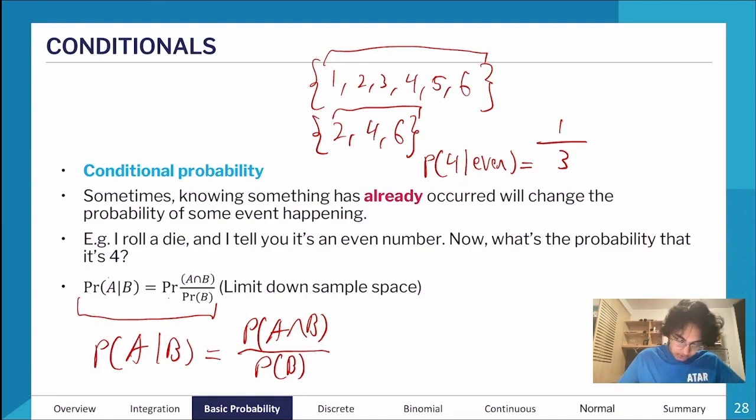Also, some of you would have noticed that I'm not writing Pr, I'm just writing P. It doesn't matter, either or, they're the same. At university, for some reason, we were just taught to write it with a P.